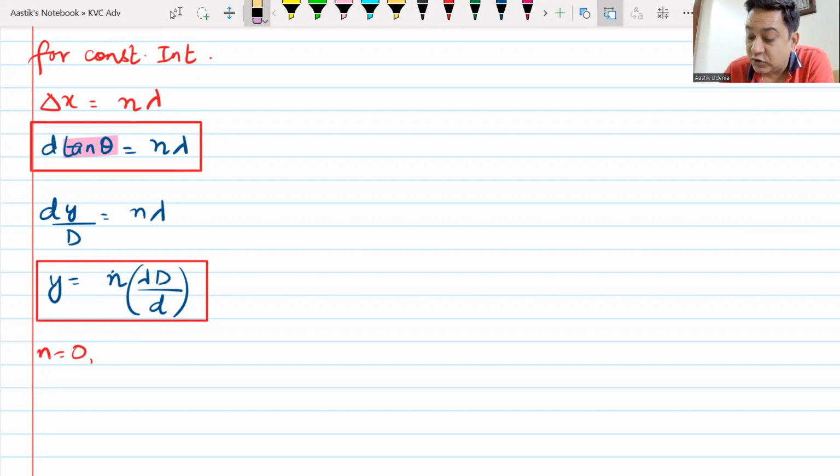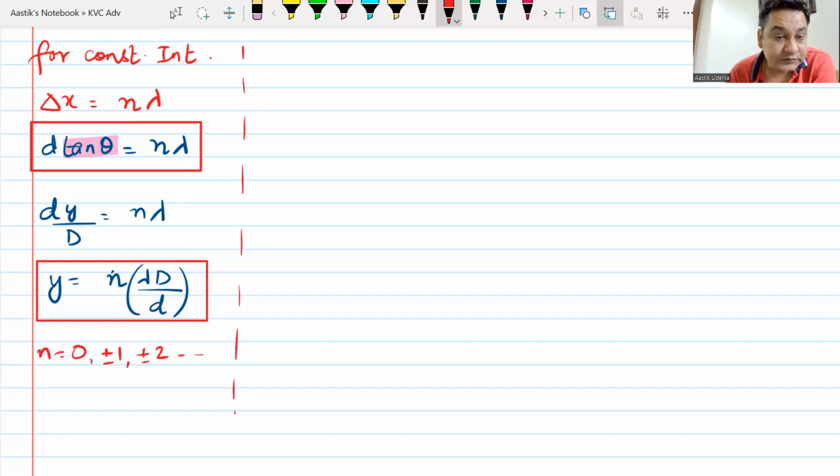n is equal to 0 will give you which fringe? Central maximum. n is equal to plus 1 will give you the upper bright, the first bright. n is equal to minus 1 will give you the lower bright, and so on. Do we understand this? Yes, sir. Everyone understands this? Yes, sir.